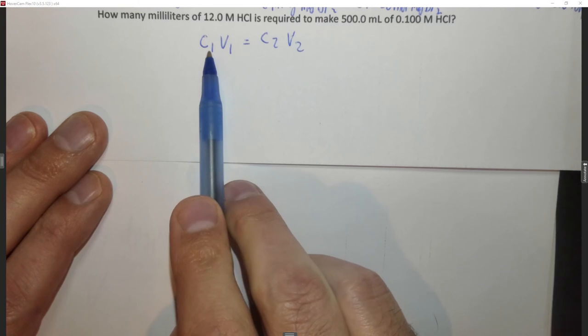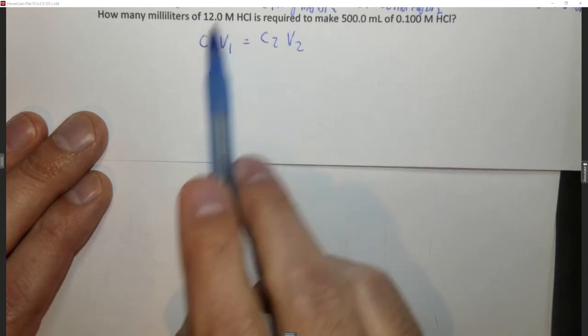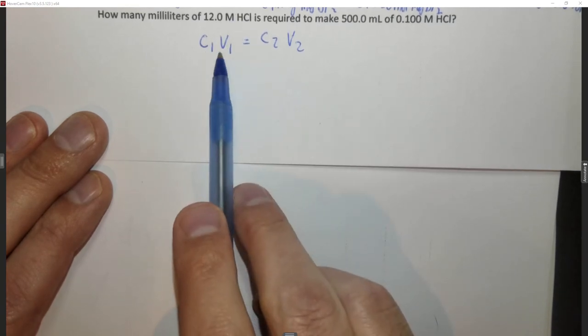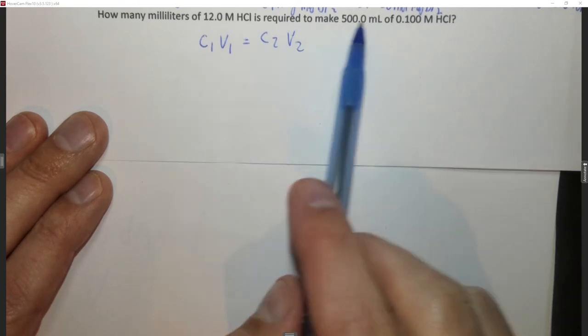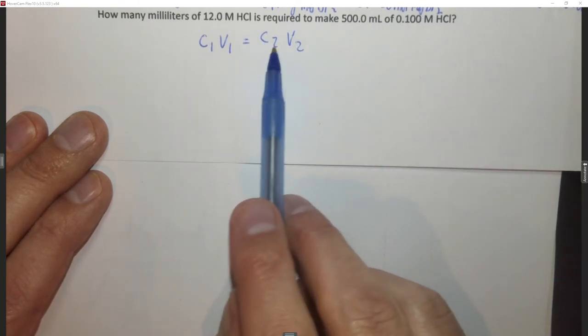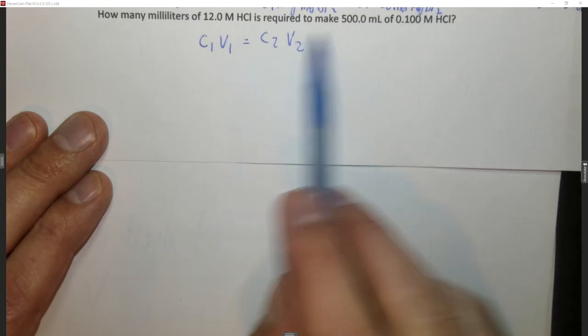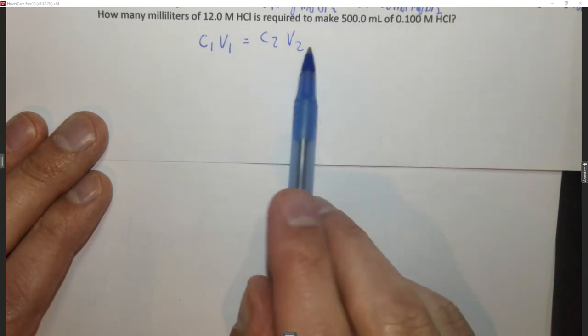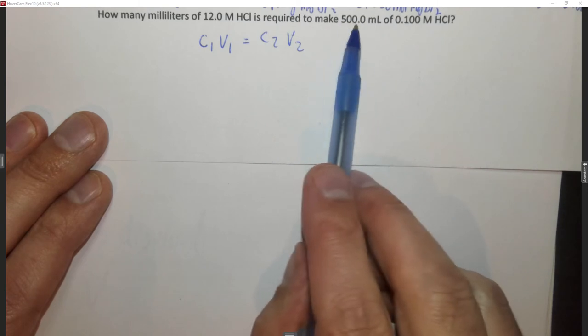C1 is concentration 1, the higher concentration. V1 is the volume of the higher concentration solution. In this case, we don't know V1. C2 is the second concentration, which is the lower concentration, and V2 is the amount of lower concentration that we want to make.